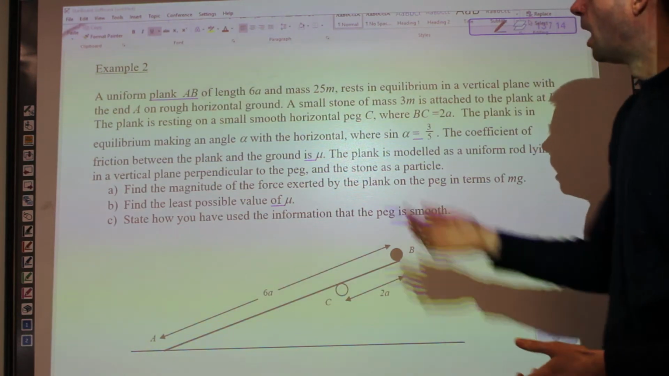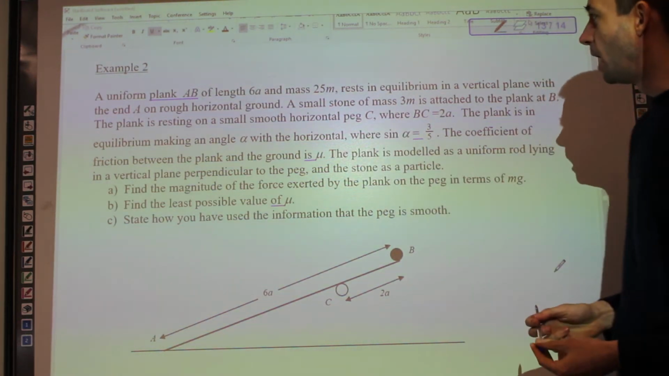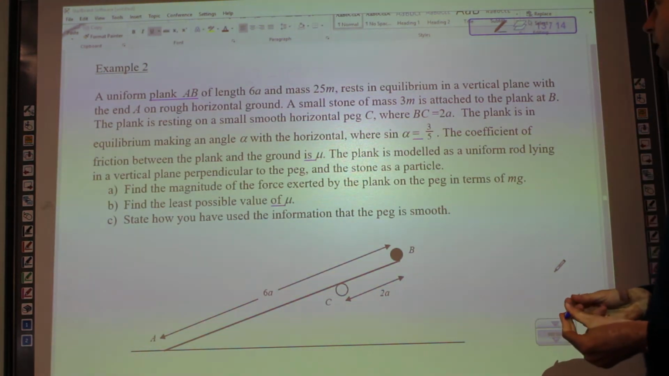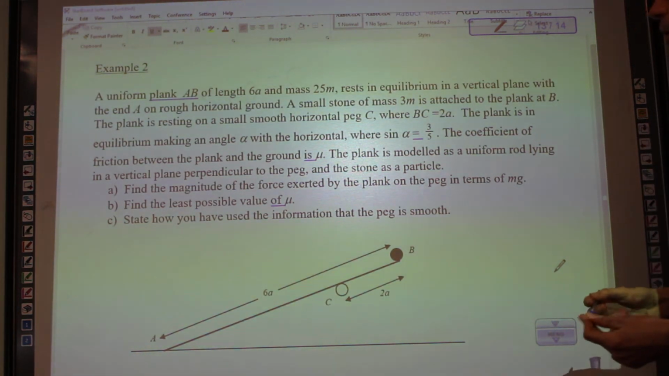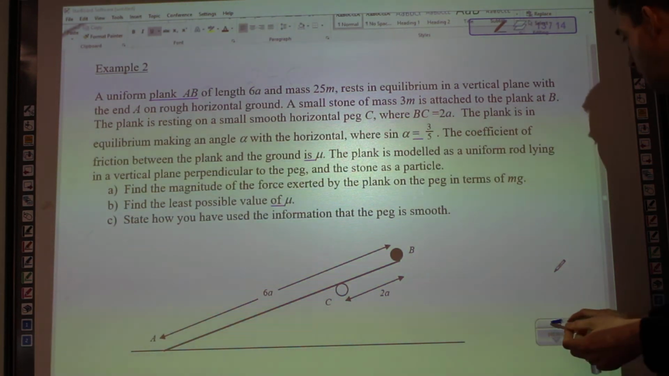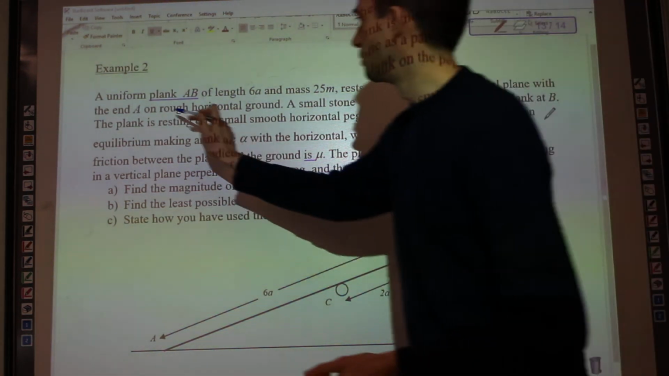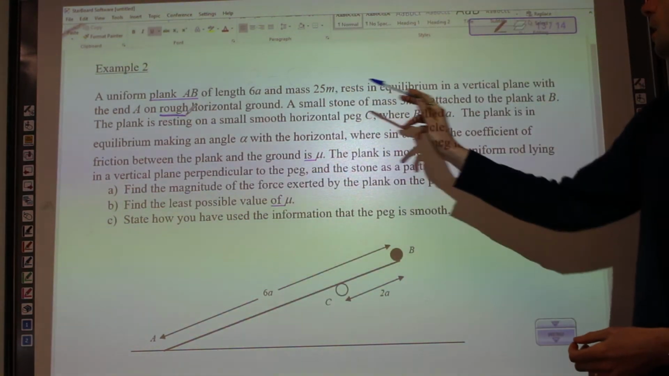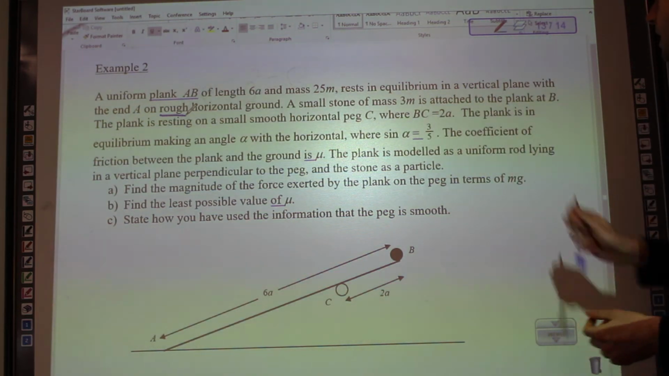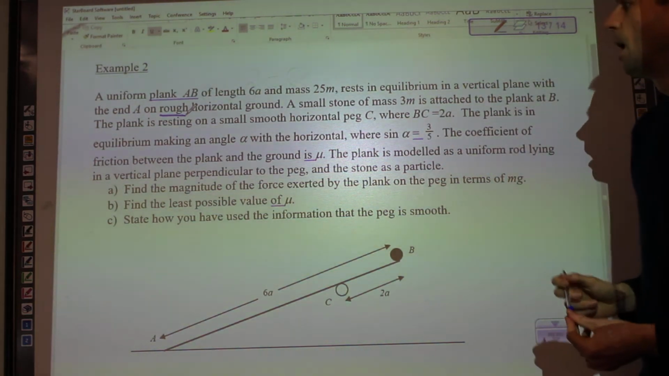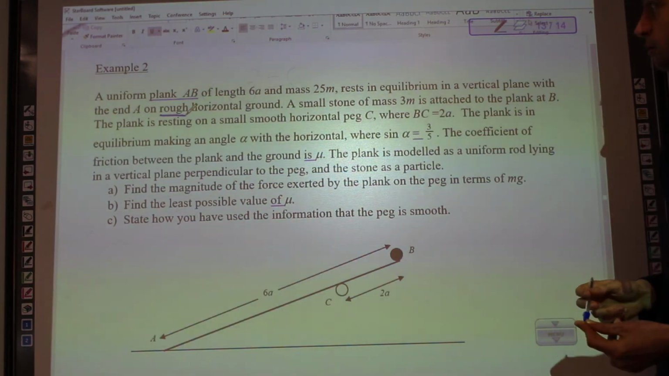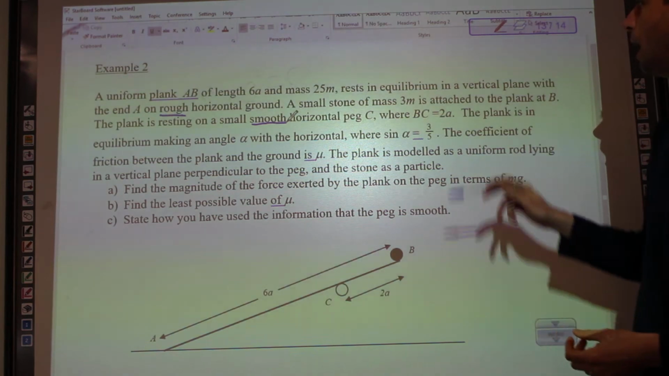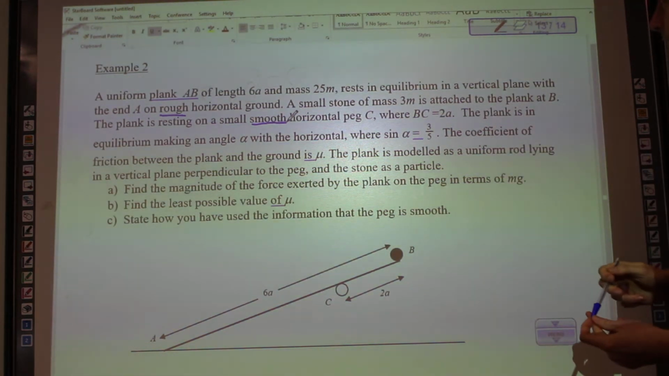Right, so a uniform plank AB of length 6A and mass 25m rests in equilibrium in a vertical plane with the end A on rough horizontal ground. So, recalling keywords: rough, there's going to be some friction at the point A. A small stone of mass 3m is attached to the plank at B. The plank is resting on a small, smooth, horizontal peg C, so no friction at C, where BC equals 2A.